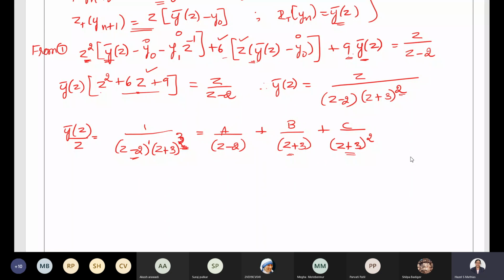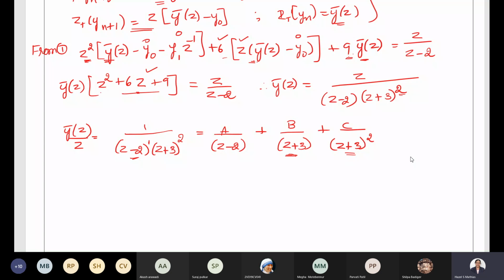Suppose you have a cube term over here, then it will be D divided by z plus 3 whole cube. Z plus 3, z plus 3 square, z plus 3 whole cube. This is for your understanding purpose I am telling. Now it is 2, so it will be B divided by z plus 3 plus C divided by z plus 3 the whole square. Now let's simplify this.